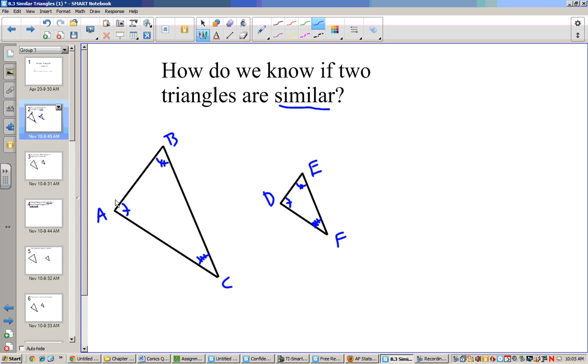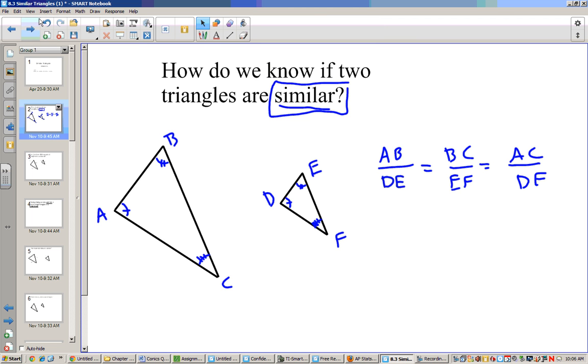So if these are similar, then AB over DE will be equal to BC over EF, which is equal to AC over DF. So if we can prove this, and show that all the corresponding angles are equal, then we know that the triangles are similar.